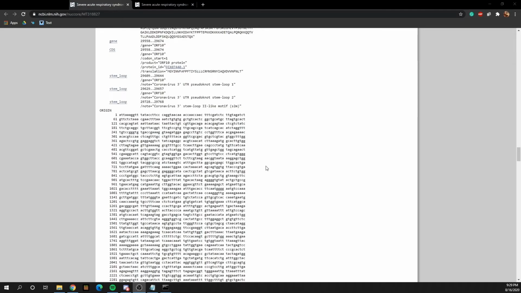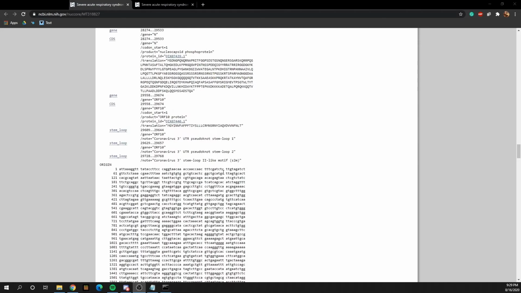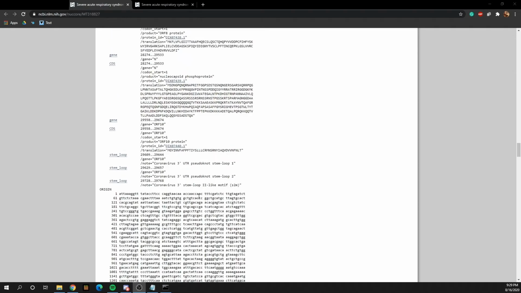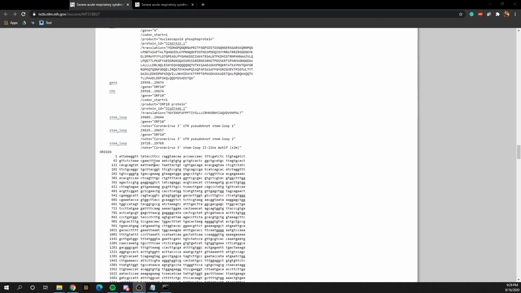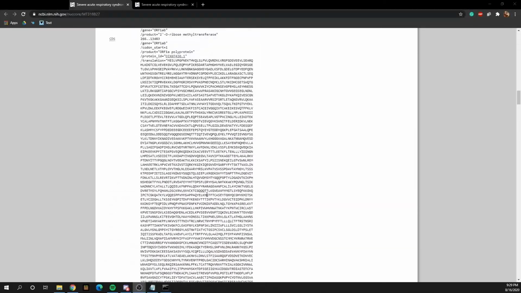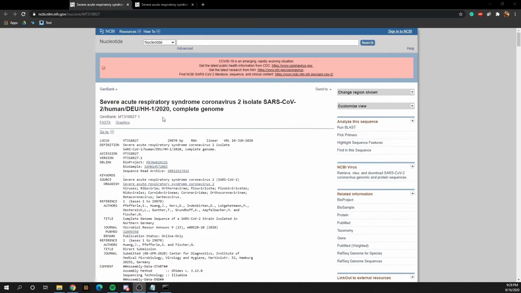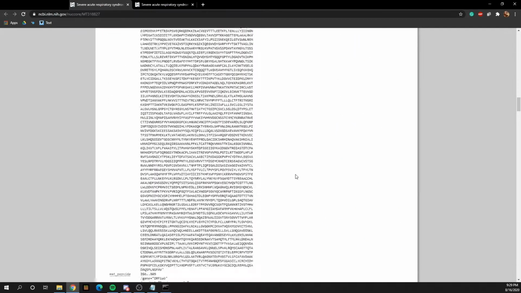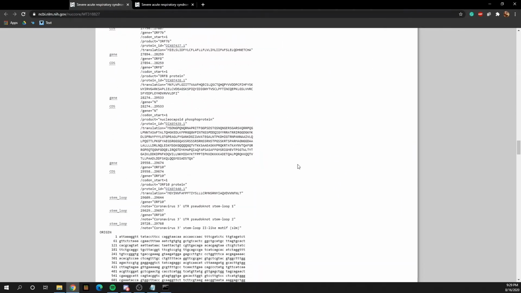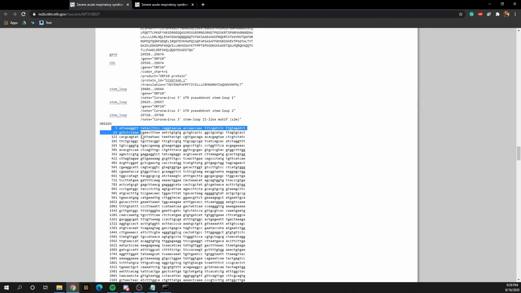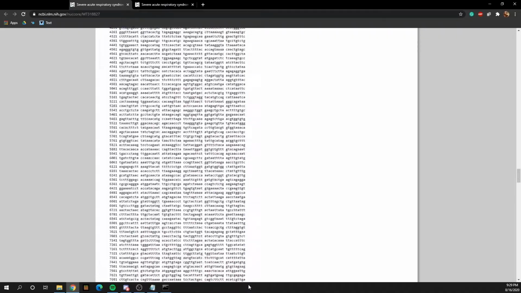Hello. So this is my Python project over the summer. It's about coronavirus. What I'm showing you right now is the coronavirus around June, and the genes of the coronavirus in June. So this is the genes right here.